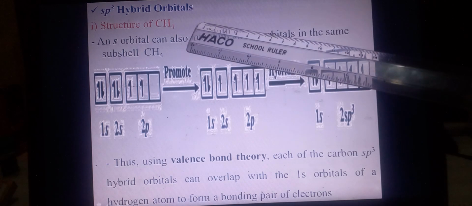Then we have sp3 hybridization, where we combine one s orbital and 3p orbitals. That means that the central atom must form a maximum of 4 bonds. And this one is seen in methane. Carbon is supposed to form 4 bonds with hydrogen. That means carbon must have 4 unpaired electrons.